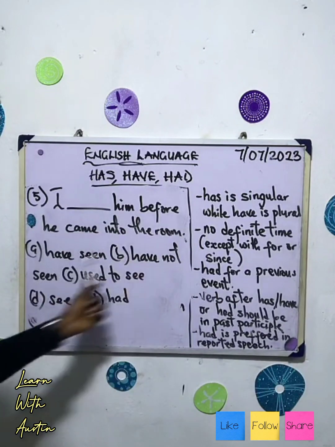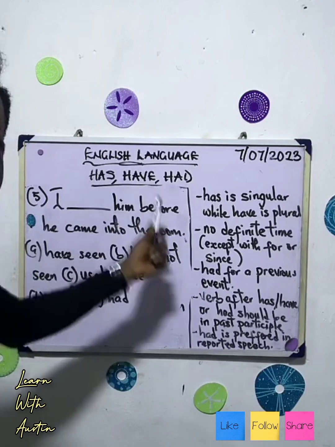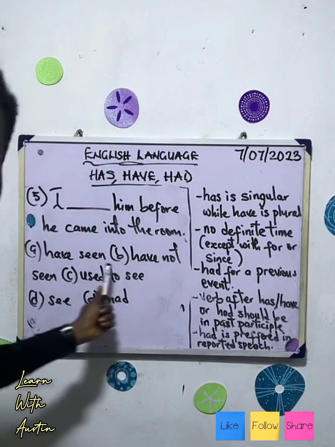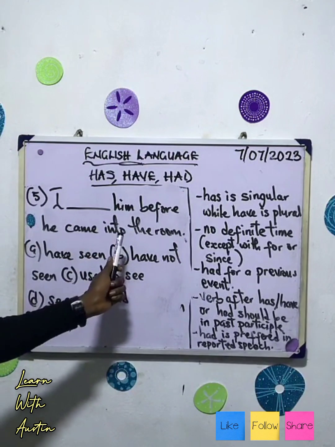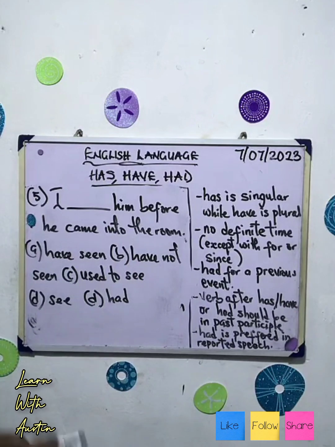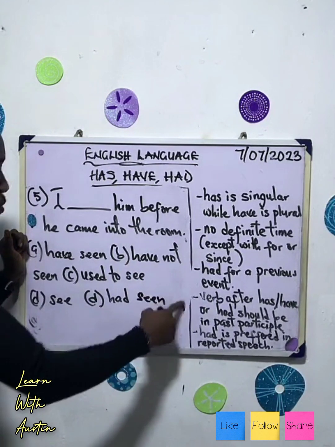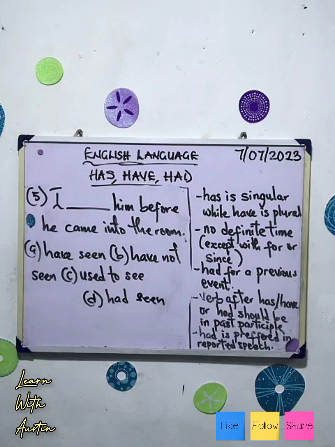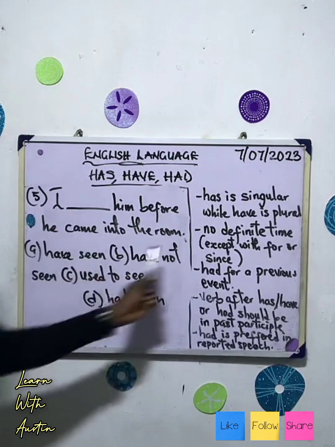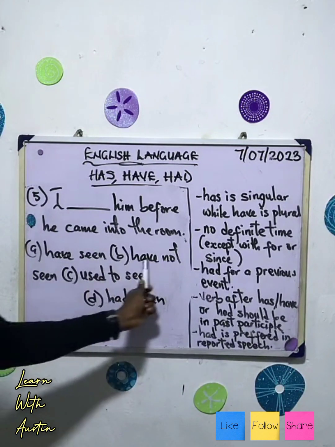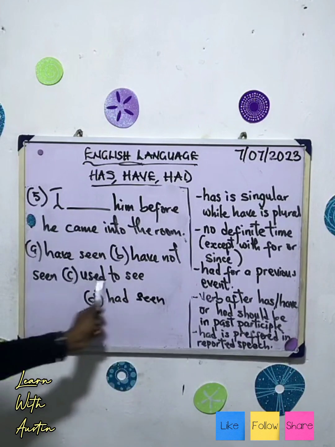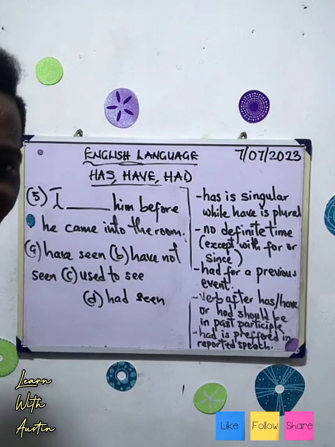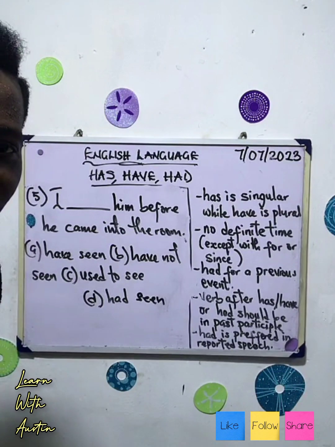I dashed him before he came into the room. I have seen him before he came into the room. I have not seen him before he came into the room. I used to see him before he came into the room. Okay, I think this should be, it probably means the word, it should be I had seen. So, I have seen him, I have not seen him, I used to see him, I had seen. What's the correct answer?